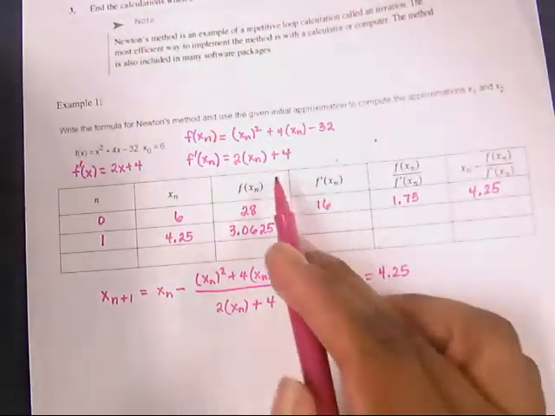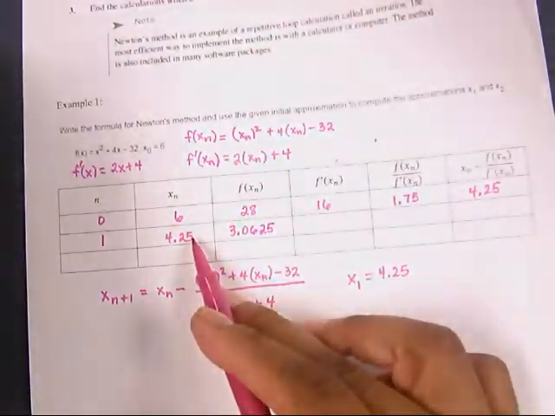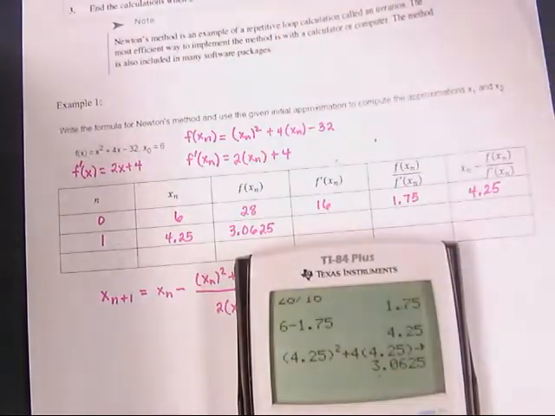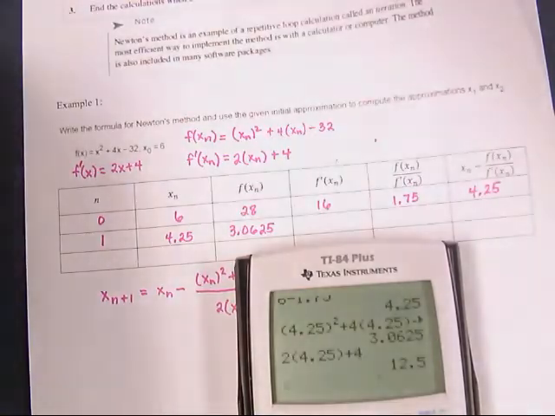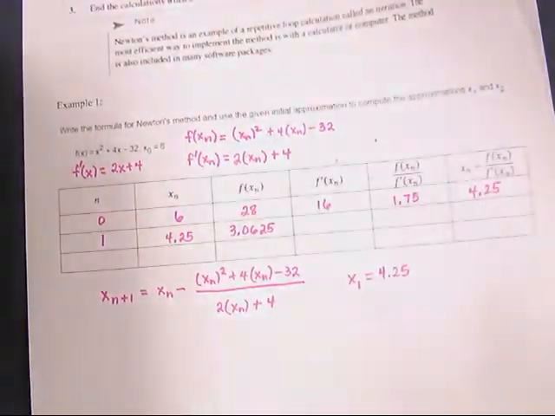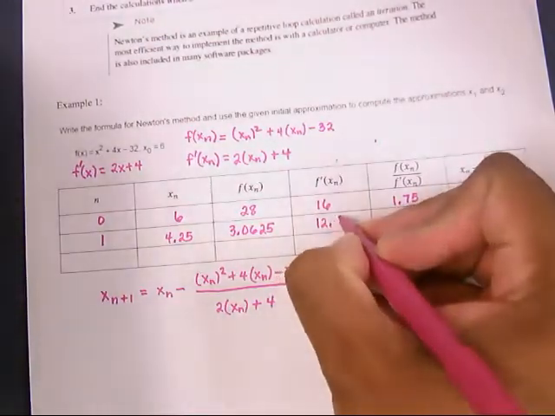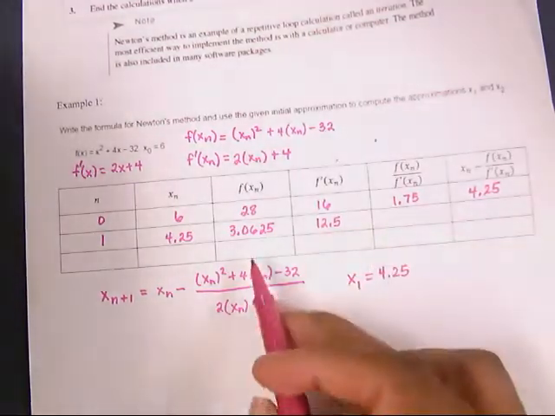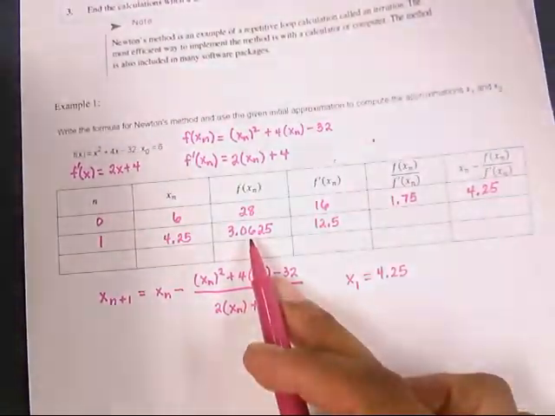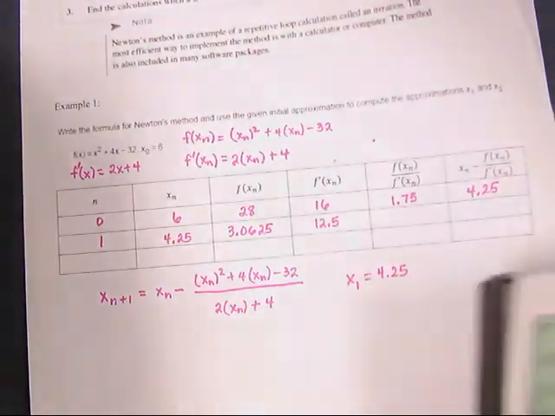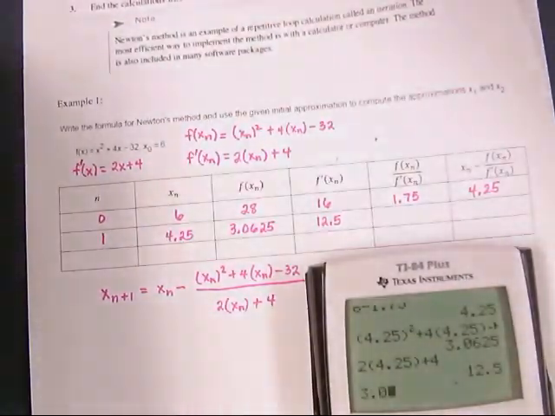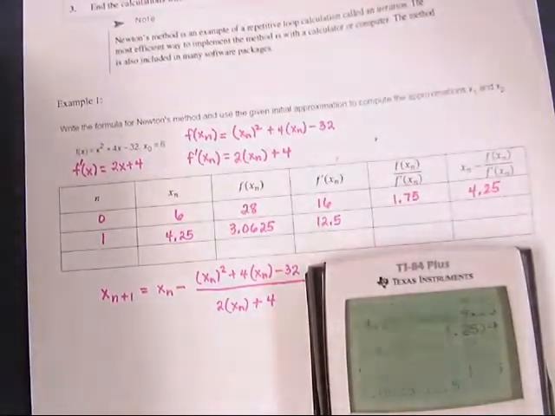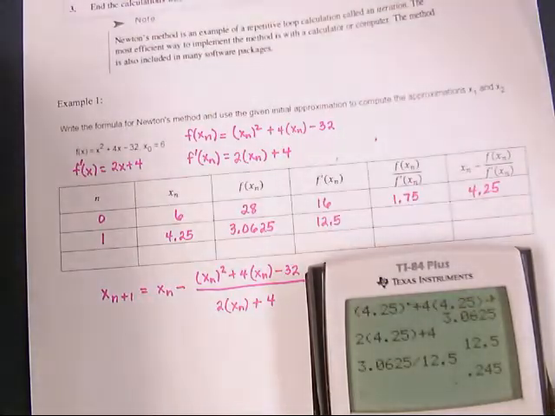And now for f prime of x sub n, that's the 2x plus 4. Replace that with the 4.25. So now you're going to have 2 times 4.25 plus 4. And that value is 12.5. Now we're going to do f of x sub n divided by f prime of x sub n. So that means I have to do this number divided by that number right here. 3.0625 divided by 12.5. And that would give me 0.245.